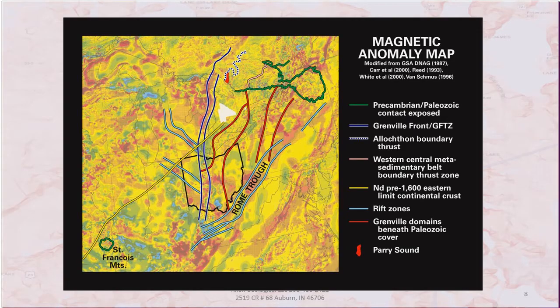And I want to show you a bit of an analogy in Indiana, where I'm from, across the crest of the Cincinnati Arch. In the Precambrian is this ND pre-1600 eastern limit continental crust. This continental crust extends from Canada all the way to Mexico. Many of the major oil basins do hinge off of this. The Michigan Basin, the Illinois Basin, it goes through the mid-continent and all the way through into Texas also. And in Indiana, it crosses right here.